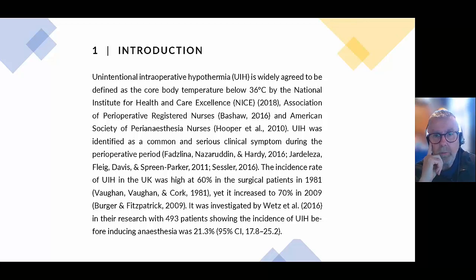We are given plenty of recent peer-reviewed references and then given some key statistics regarding incidence rates in the UK between the early 1980s and 2009. And this shows worryingly that UIH has been increasing in that time. However, a large study later on in 2016 showed a much lower figure than those preceding it. So clearly there is no consensus in the published research, and I would be surprised if there was.